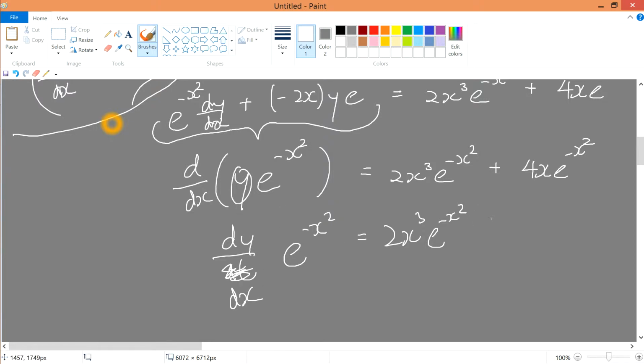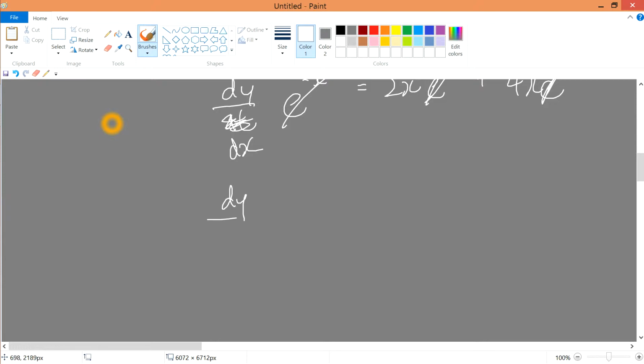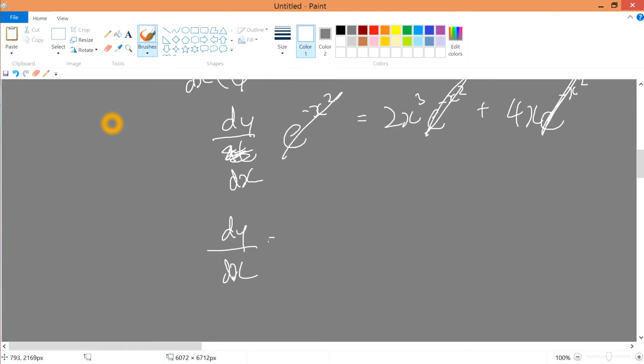What am I doing? Plus 4x. Alright, so I'll just cancel out all the terms because they are all the same. Alright, and therefore what I would have left is dy/dx equals to 2x cubed plus 4. Alright, now I can finally integrate things easily, right?